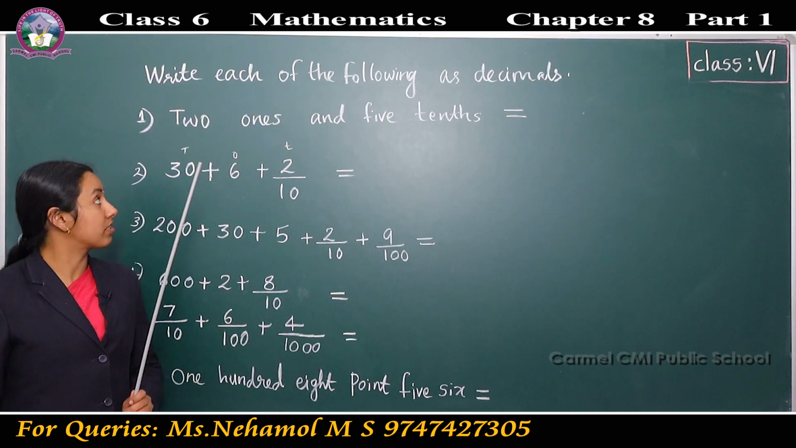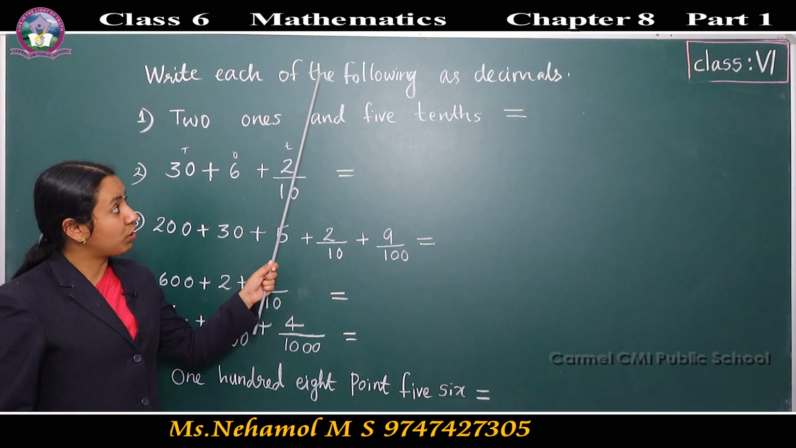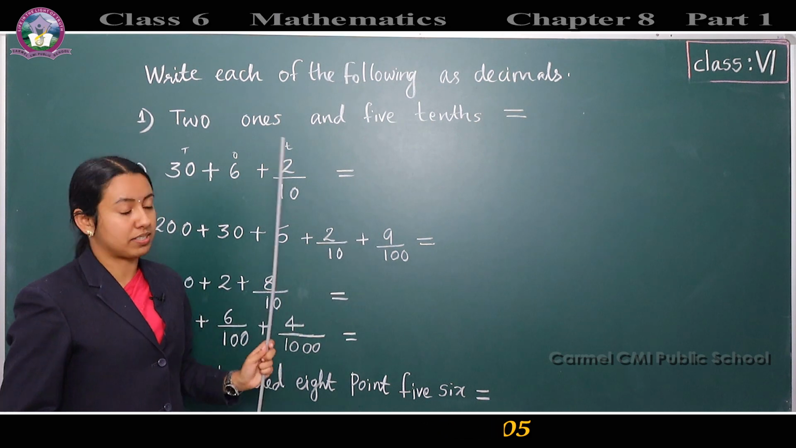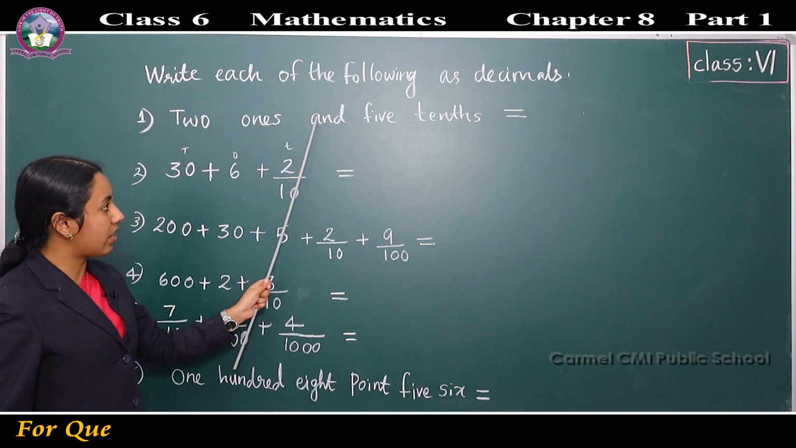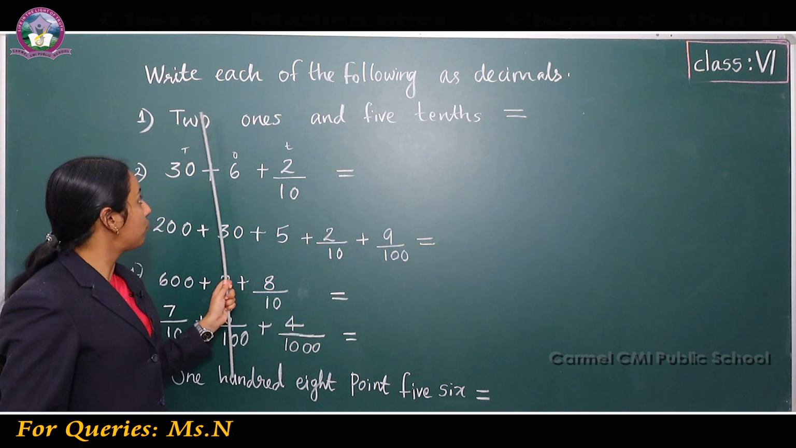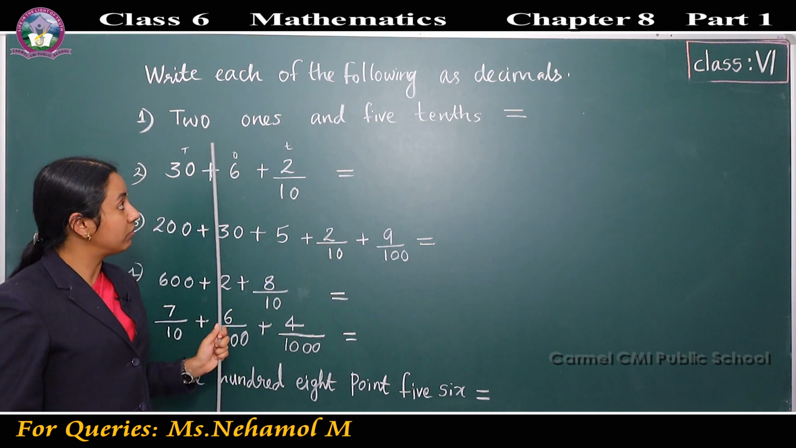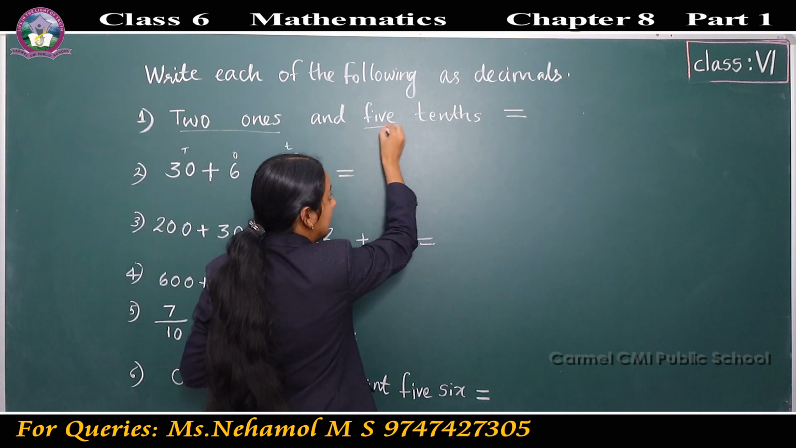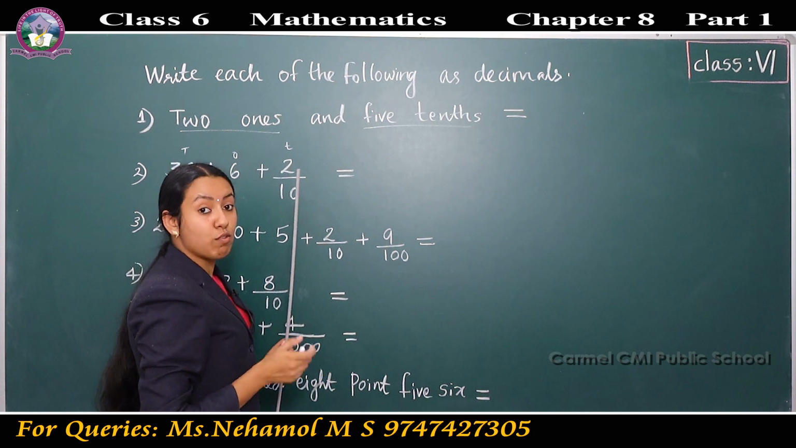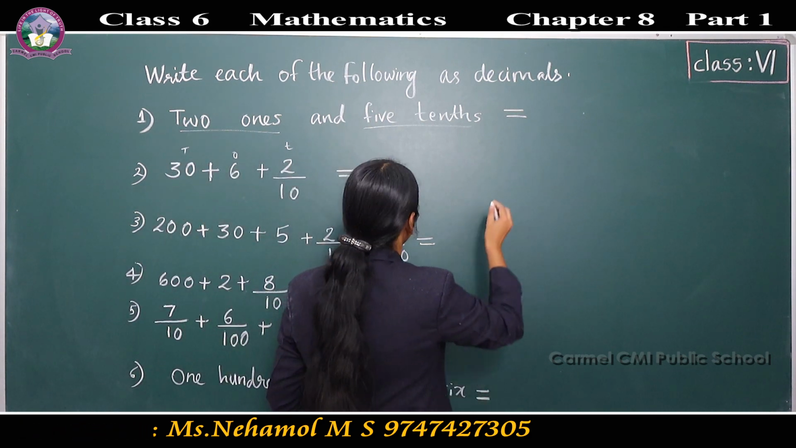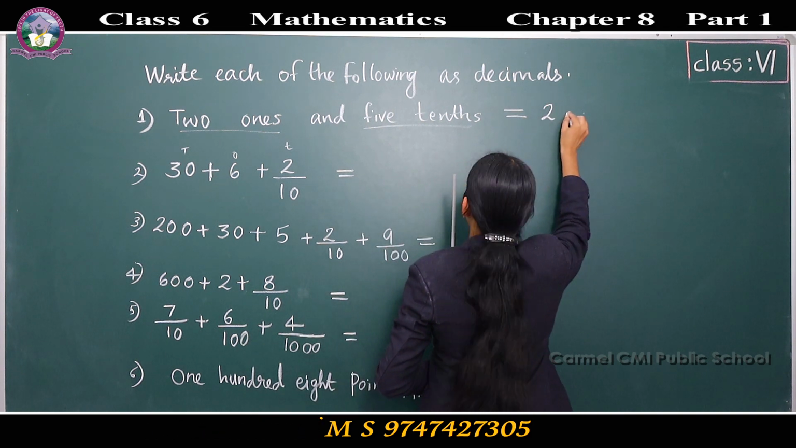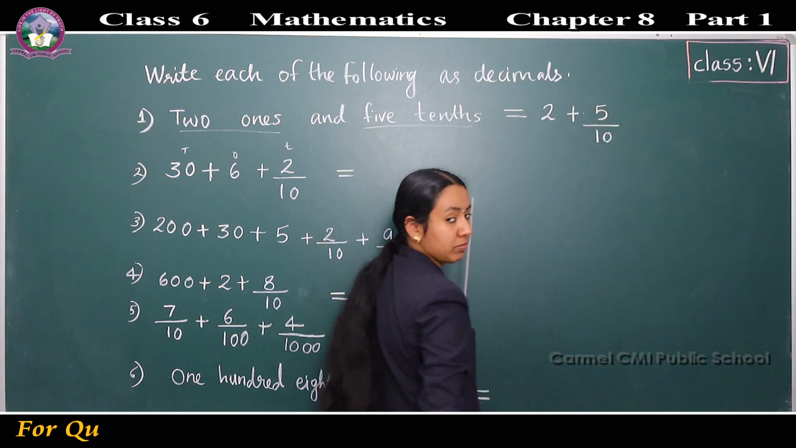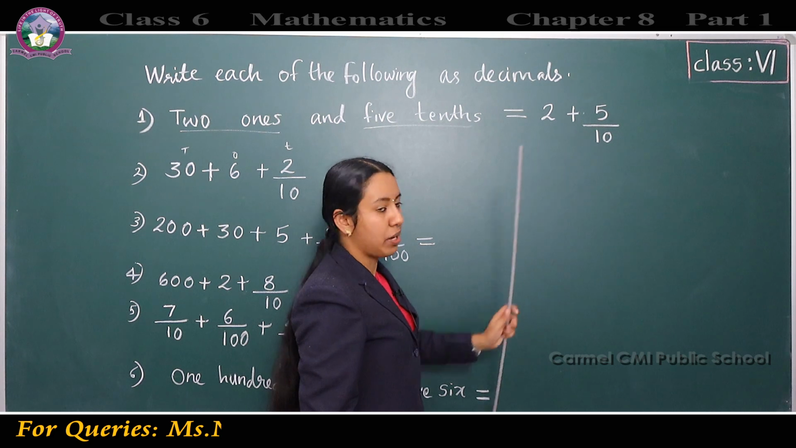Now we can go through some questions. First one, write each of the following as decimals. First question, 2 ones and 5 tenths. How can we write it? 2 ones, so this is the whole part. 5 tenths means it is the fractional part. So 2 ones and 5 tenths means 2 plus 5 by 10, isn't it?